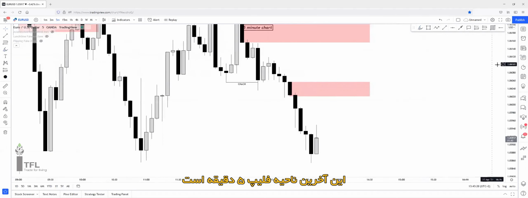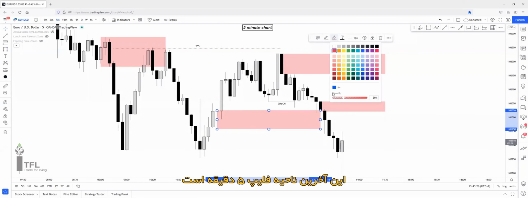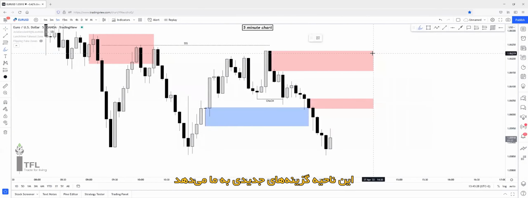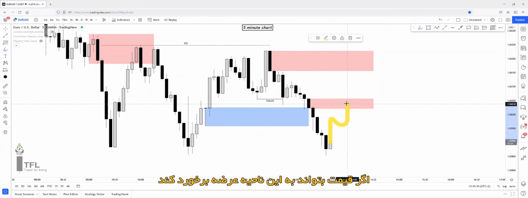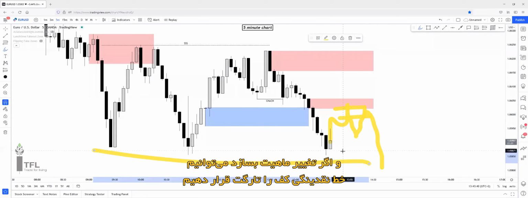Okay, so this is the less recent 5-minute. So let me just mark it out. This is the less recent 5-minute flip zone. And yeah, this shows new options for us. If price can tap this supply zone and create a change of character right here, then we'll be able to target the liquidity line right here. We'll be able to target the liquidity line.